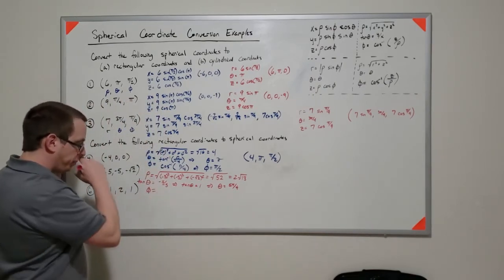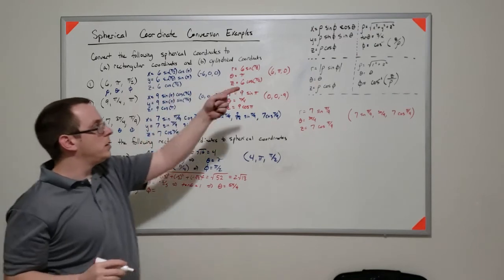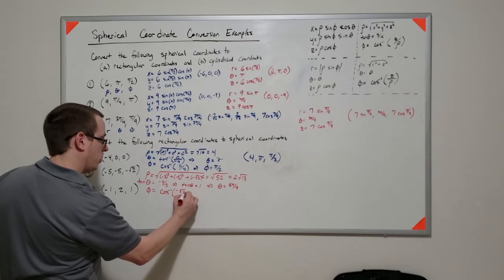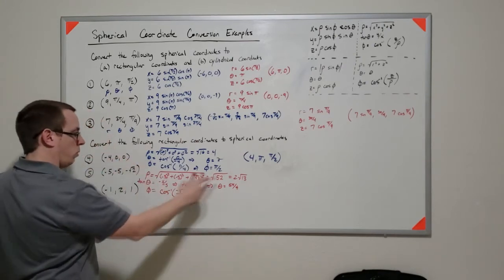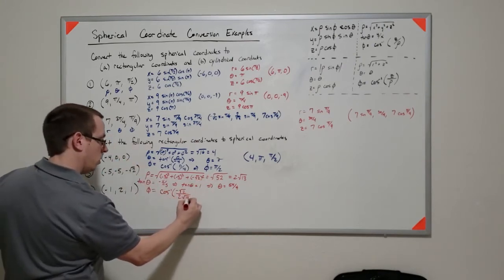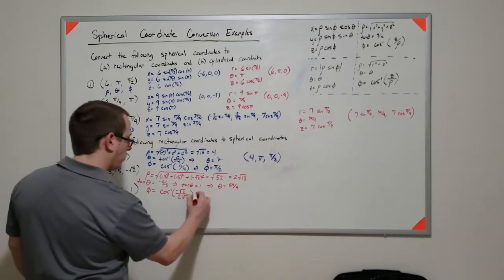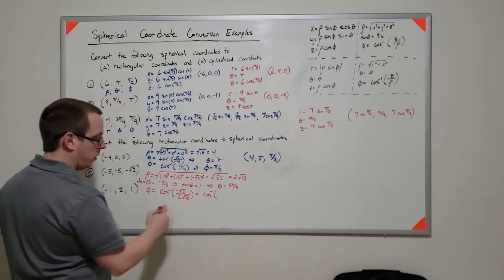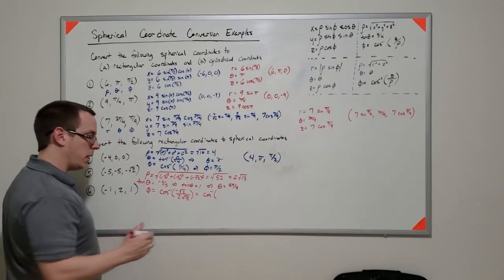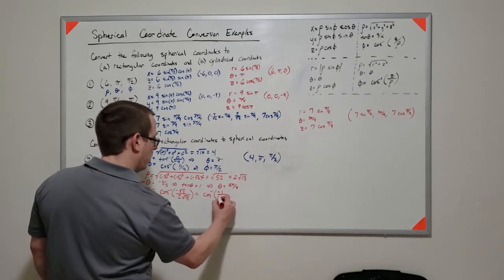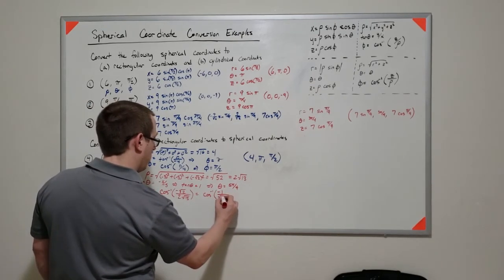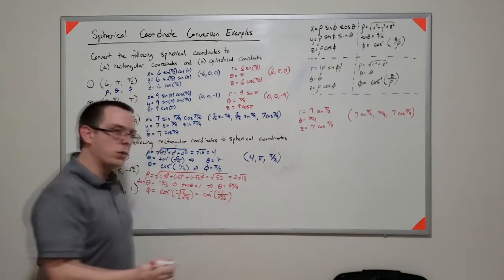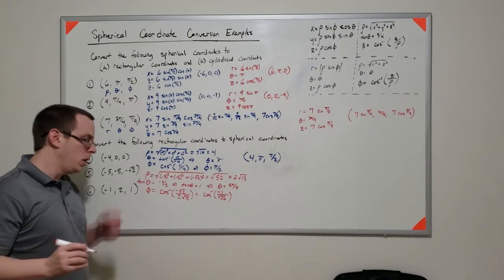And then for phi, if I get phi, it's the arc cosine of negative square root of 2 over rho, which is 2 square root of 13, which is the arc cosine of, let me think about this for a second, it should be -1 over the square root of 26, which you don't really have to do. It's not that big of a deal.